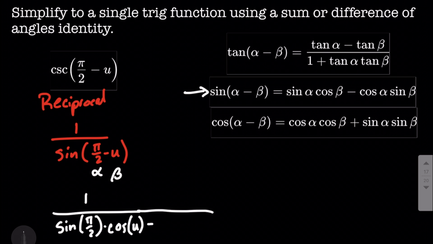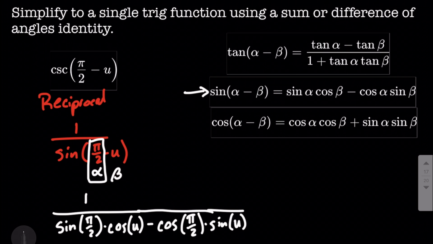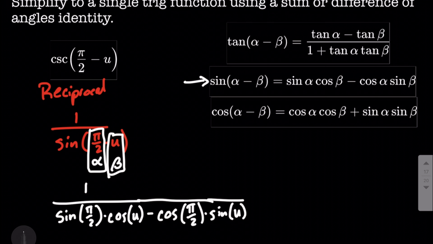Continuing on here, we say minus cosine of another alpha, pi over 2 instead, multiplied by sine of, instead of beta, u's going in that spot. Hopefully that makes sense how I matched up alpha from our formula and pi over 2, and beta from our formula and u. All right, but we can go further and we can simplify a little bit better. We've plugged in correctly at this point into our formula, but let's think about how this could reduce down.